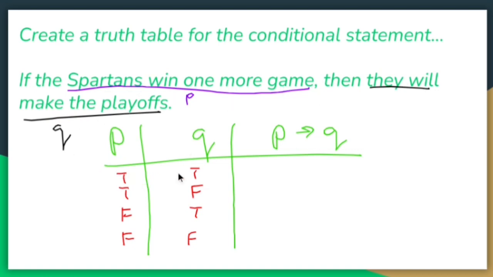If the Spartans win one more game, they will make the playoffs. True, that's the original statement. So that would make sense: if P then Q, then P then Q is true. All right. If P is true and Q is false, if the Spartans win one more game, then they will not make the playoffs. Well, that is a lie given the original statement.